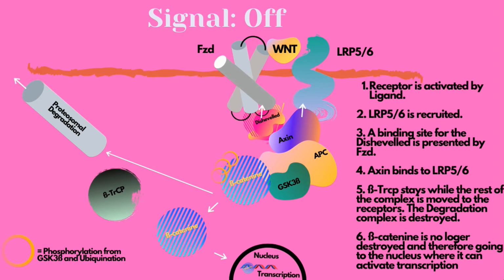This leads to a conformation change of the complex, and the complex is then destroyed, which you can see here. The proteasomal degradation complex here moves away, and the beta-catenin is no longer destroyed, is no longer ubiquitinated, and therefore it can wander to the nucleus, where it can activate transcription or other cellular processes.